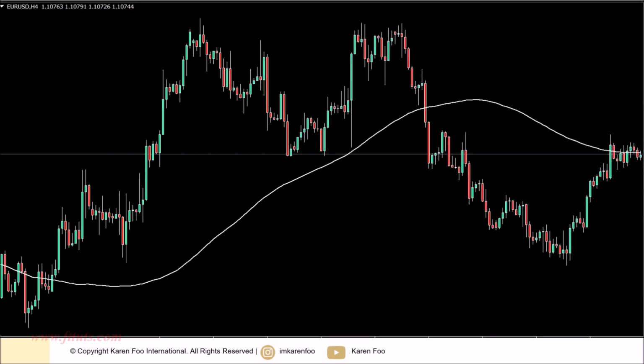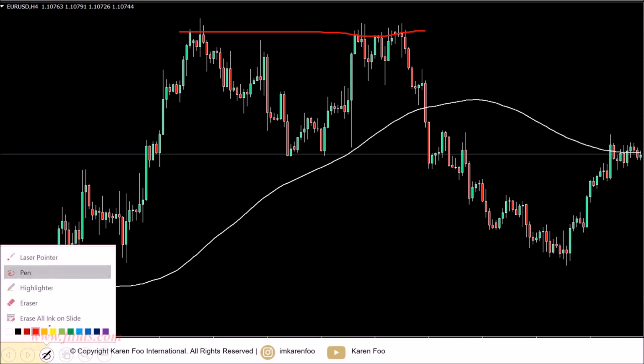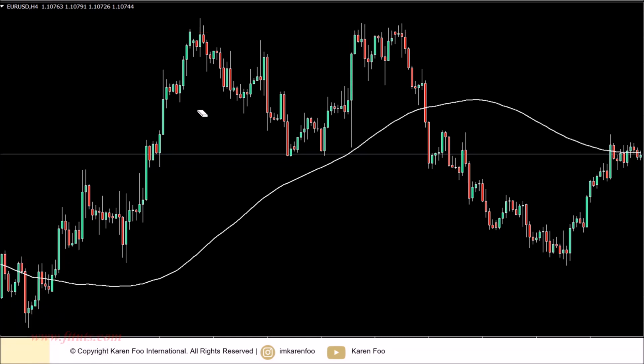So can you spot where the hanging man is? You can find it over here. Can you see this? Over here. And this hanging man is formed at a resistance zone. Can you see that? And the thing about hanging man is that you need confirmation, okay?